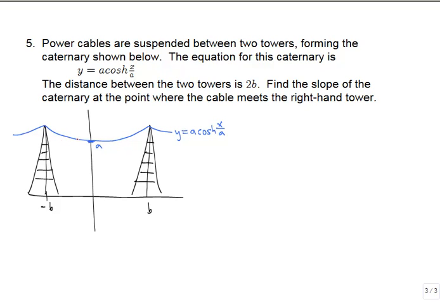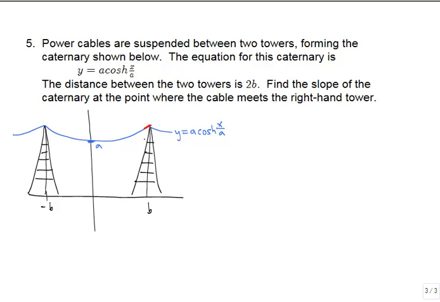So the equation of this catenary is y equals a cosh of x over a. The distance between the two towers is 2b. So the way I set this up is I centered it at the origin. So one tower is b to the right and one tower is b to the left. What we want to know is we want to find the slope of the catenary at the point where the cable meets the right-hand tower. So we want to know this slope right here.